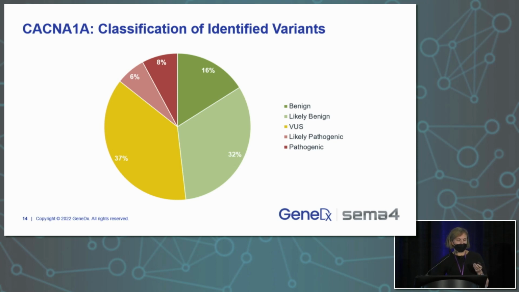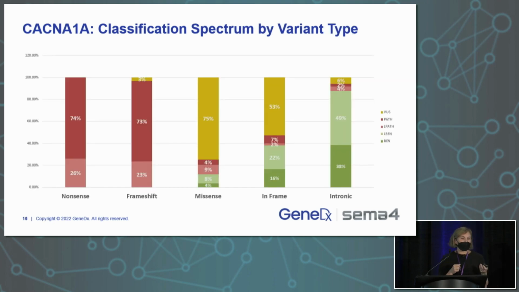32% are classified as likely benign, and 16% are benign. So nearly half of them are in that benign spectrum. And the remaining 37% are of uncertain significance. Those are the ones that we still know, as a community, we have more work to do to try to figure out. You can actually look at the classification spectrum by variant type.